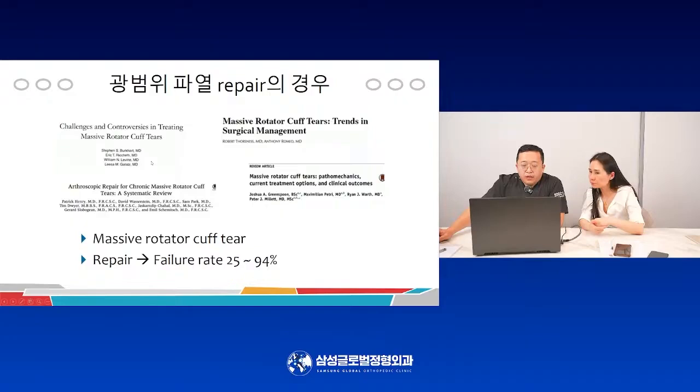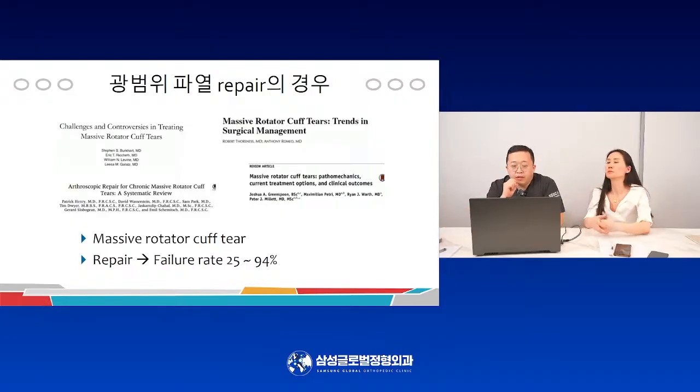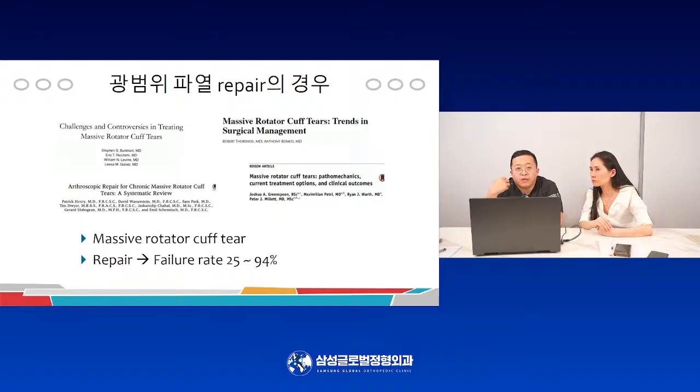So many doctors study another option. Every doctor, me also, I think about how we could treat the massive cuff tear patient in the most profitable, most efficient way.